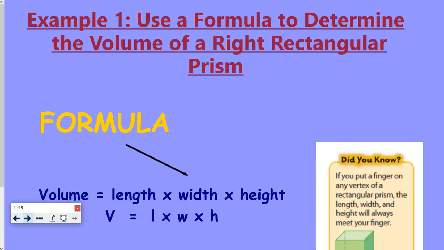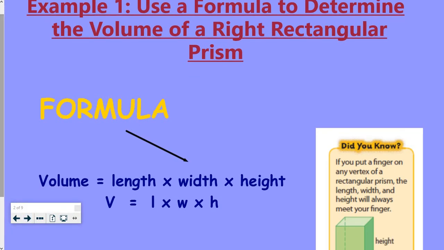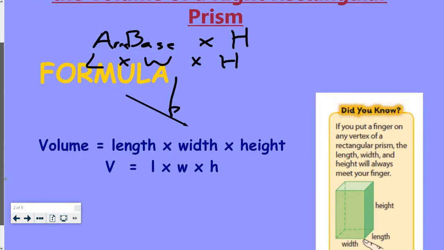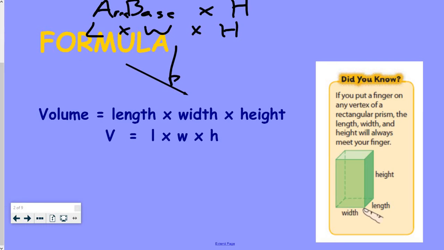If we're dealing with a right rectangular prism, we know that the volume is the area of the base times the height. And we know that the area equals length times width. So therefore, the formula can be the length times the width times the height. And that's how we get 3.